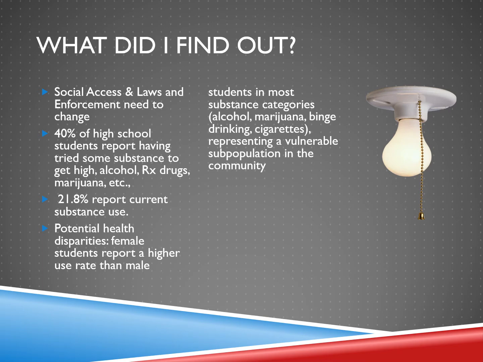So what I found out are the two main things: that social access to drugs, which is in the home, through friends, at school, and laws and enforcement both need to change. The data showed that 40% of high school students report having tried some substance to get high, whether it was alcohol, prescription drugs, something one of their parents was prescribed, or just marijuana. And then 21.8% report current substance use, whether that's going home after school, smoking a bowl with their friends, or abusing some of their prescription medication. That was just that they're reporting current substance use and abuse, not just use.